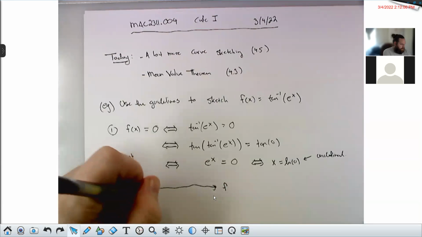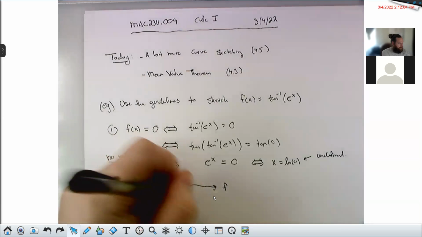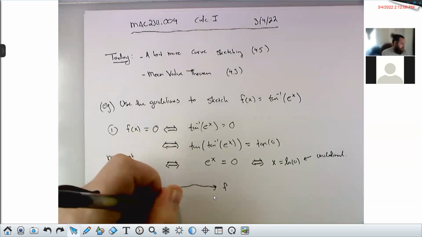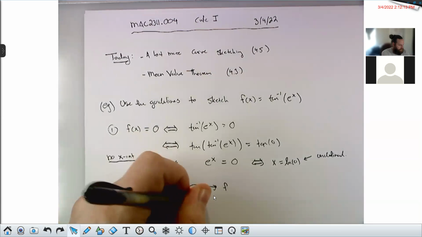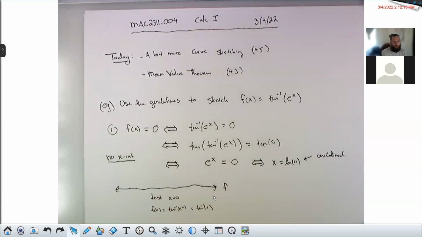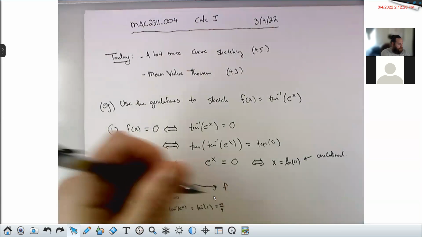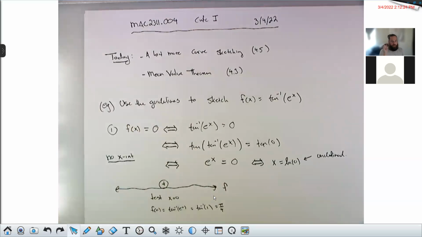And if you test, say, x equals 0, f of 0 is the inverse tangent of e to the 0, which is the inverse tangent of 1, which is pi over 4. In particular, positive. Okay, so the graph of this function is everywhere above the x-axis. Never touches the x-axis, never goes below the x-axis.